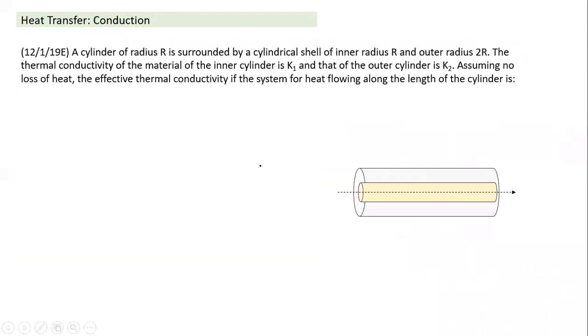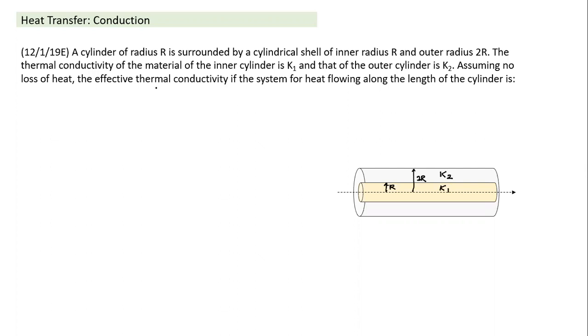Let's look at some more questions which have a cylinder of radius R. It's surrounded by a cylindrical shell of inner radius R and outer radius 2R. So there's a core inside, with radius R, of one material shown in pinkish color, and this outer cylinder also, so the total radius is 2R. This is how they are paired. The thermal conductivity of the material of the inner cylinder is K1, and the outer cylinder has thermal conductivity K2.